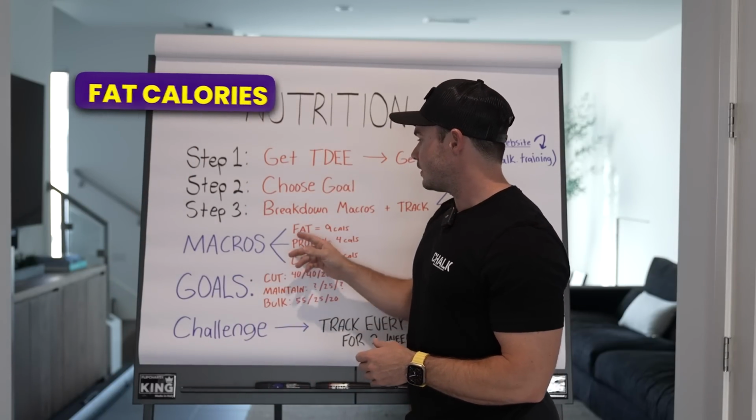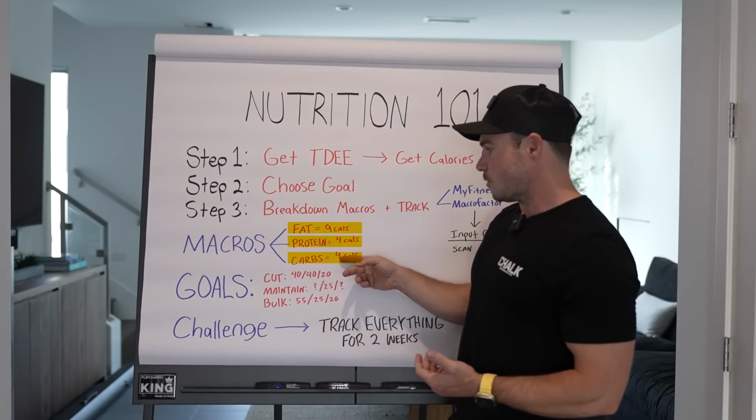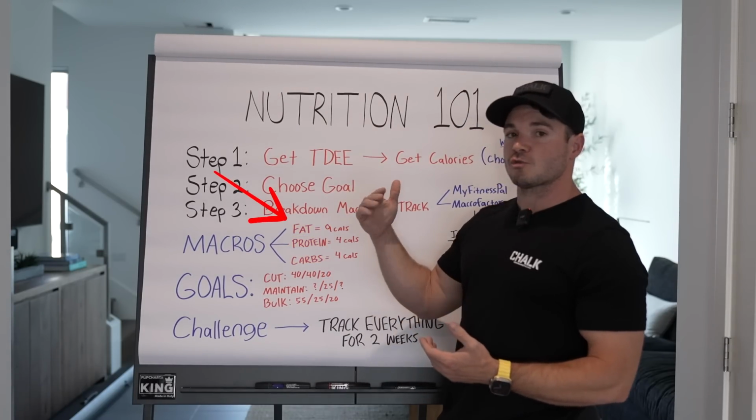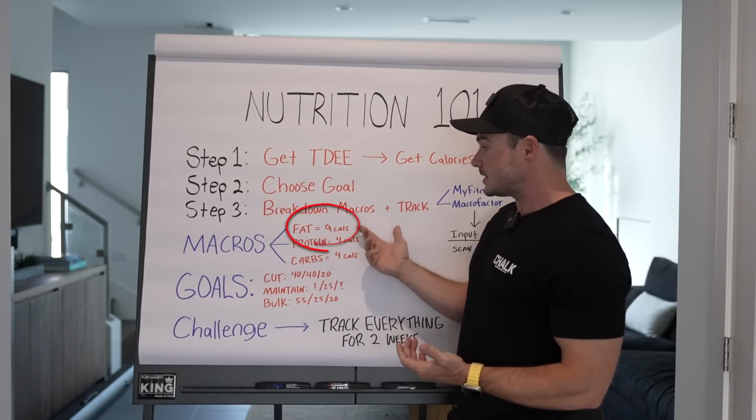And as we know here, a gram of fat is 9 calories, and then protein is 4 and carbs are 4. So the more fats you eat, you can really start to rack up a lot of calories. It doesn't mean fats are bad. It just means that you can get a lot more calories in with fat.